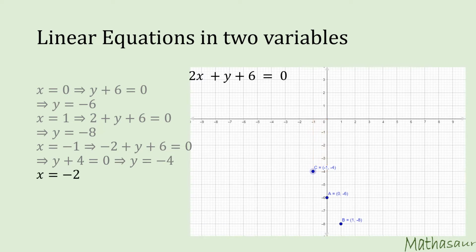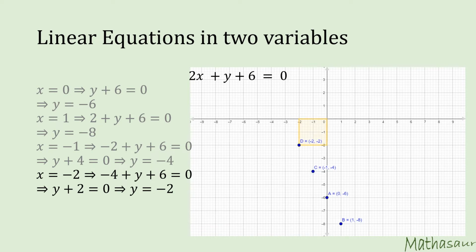Let us try another negative value, x equals minus 2. We get y equals minus 2. Let us plot this point, minus 2, minus 2. It lies somewhere in the third quadrant. What do you think will happen if we join these 4 points? We would get a straight line. Isn't that interesting? A linear equation in two variables gives us a straight line on the xy plane.